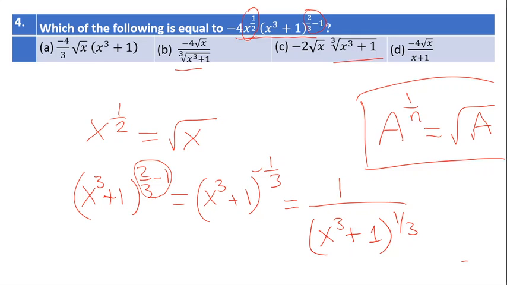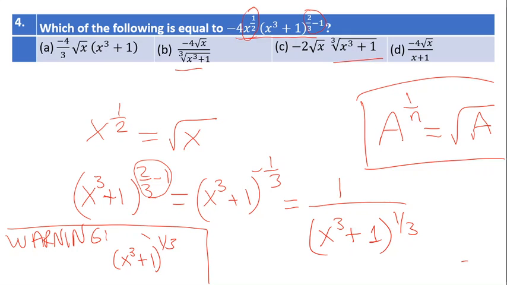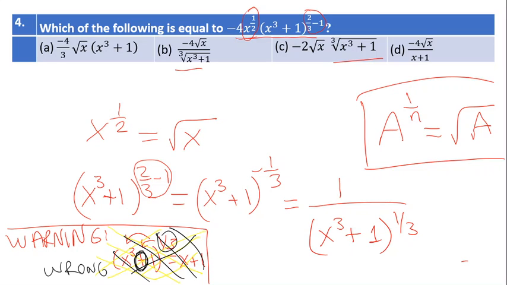But after this, there's a warning here. Do not ever do this. Some students do this and say x plus 1. This is definitely wrong. Do not distribute the power because there's a plus here. If there's plus or minus, you cannot distribute the power.